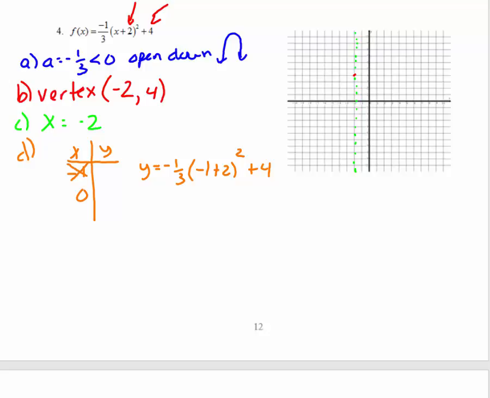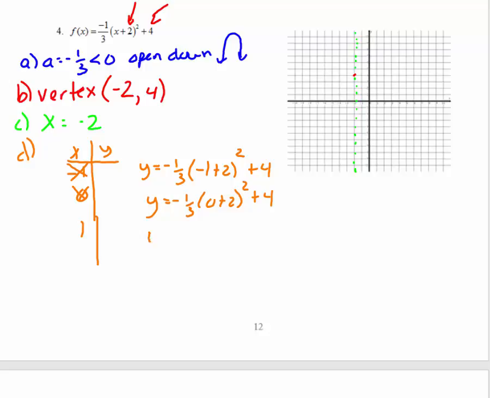Let's try 0. I have y equaling negative 1/3 times (0 plus 2) quantity squared plus 4. That one doesn't work out very well either, because 0 plus 2 is 2, and 2 squared is 4, not divisible by 3. So I really don't like either of those. When you get into fractional ones, you kind of have to be a little bit picky on what you want to plug in for your x values.